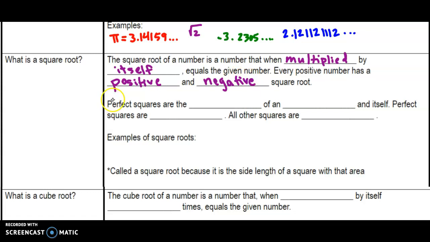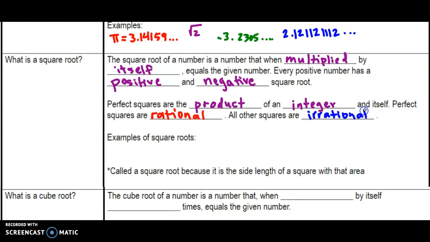We have something that's called a perfect square. Perfect squares are the product, the answer to a multiplication problem, of an integer, positive and negative whole numbers, and itself. So if I take 5 times 5, that answer would be a perfect square, or -3 times -3, that answer would be a perfect square. All perfect squares are rational, and all other square roots are irrational.